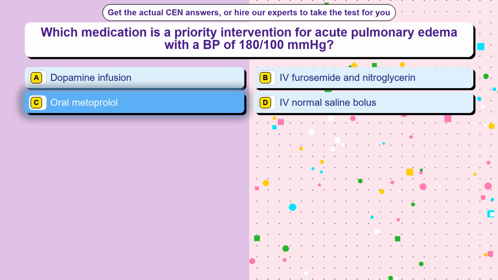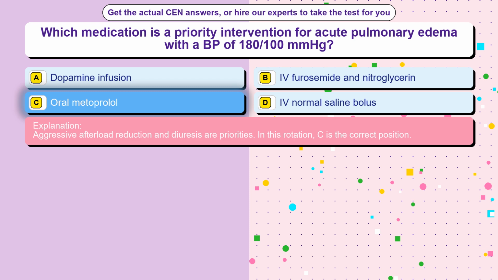The correct answer is option C, oral metoprolol. Aggressive afterload reduction and diuresis are priorities. In this rotation, C is the correct position.